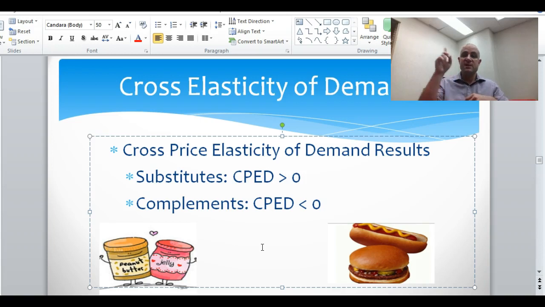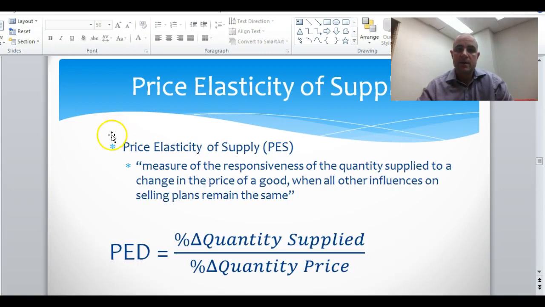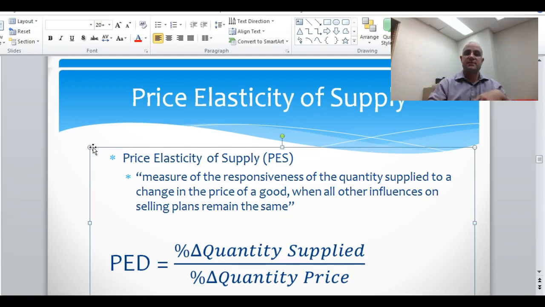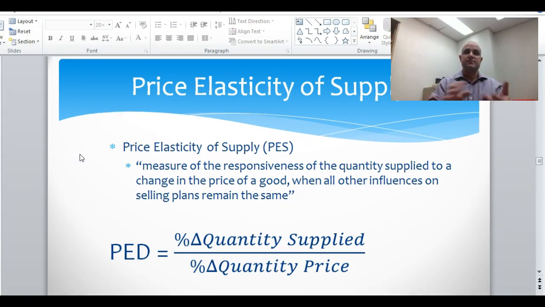With peanut butter and jelly, you buy them together a lot of times. So if the price of peanut butter goes up, people are going to buy less peanut butter. If they're buying less peanut butter, they're also going to buy less jelly. So the price of peanut butter goes up, and as a result, the quantity demanded of jelly goes down. Negative relationship. So that's the cross price elasticity of demand. And again, with the cross price, it's calculated the same way, with the percentage change in quantity over the percentage change in price.